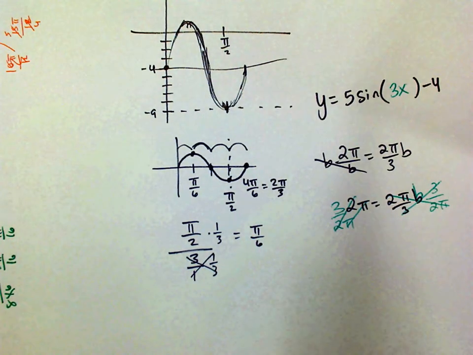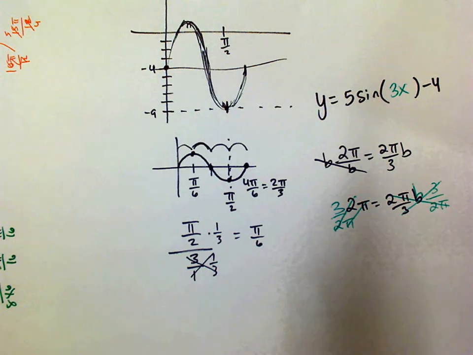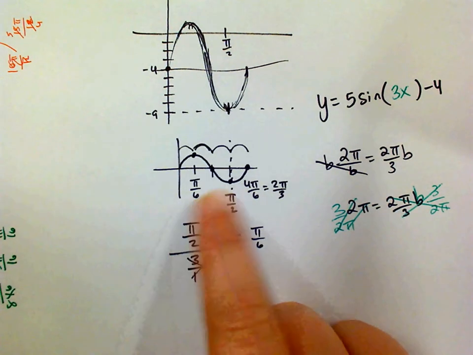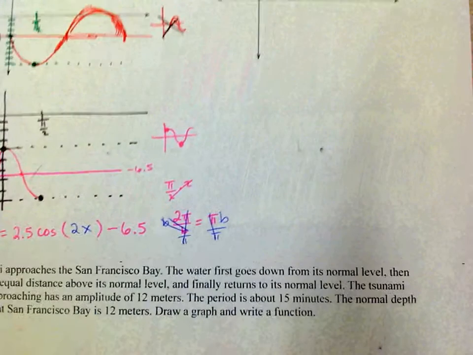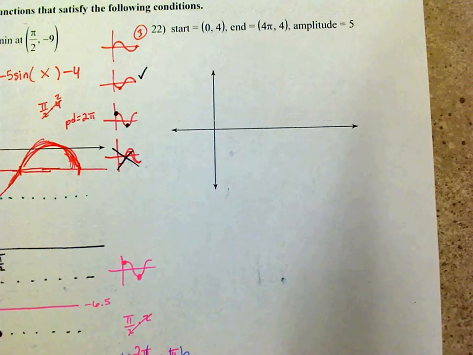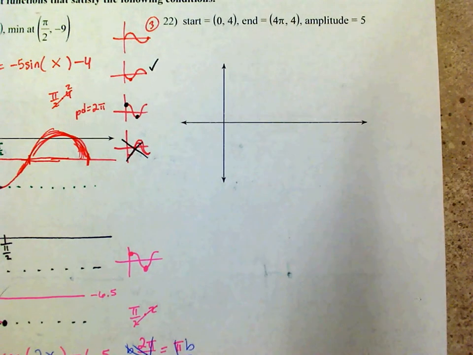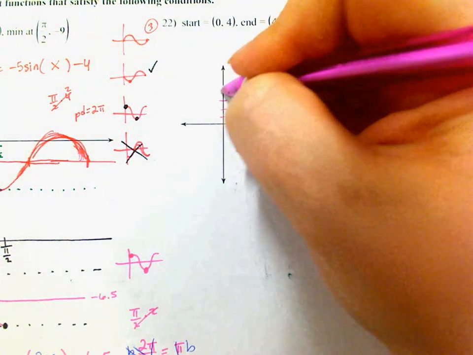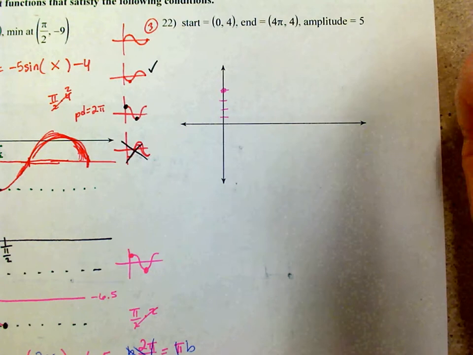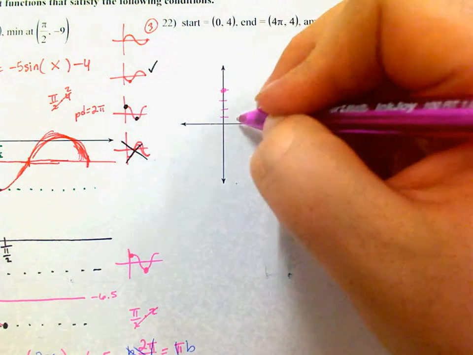Okay. Let's do number 22. So number 22, you start at 0, 4. So 1, 2, 3, 4. You end at 4 pi, so there's 4 pi, and there's the end. Okay. There are a lot of different options for, well, no, there's not a lot. There's 4.